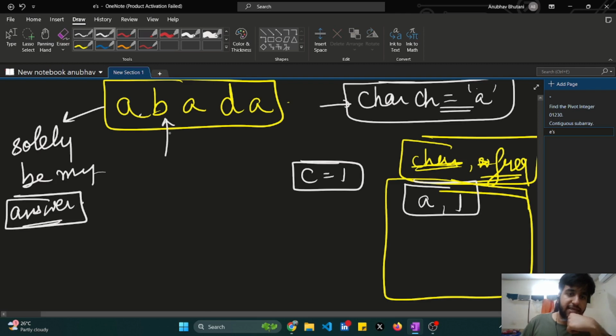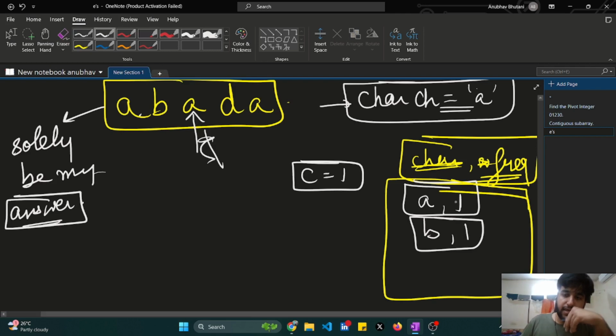I come to the B index. Is B present in my map? No. I'll just store B. Okay. And is B equal to my character? No. So I won't have to check any other occurrence before it. Okay, I'll just move. But I'll store this.